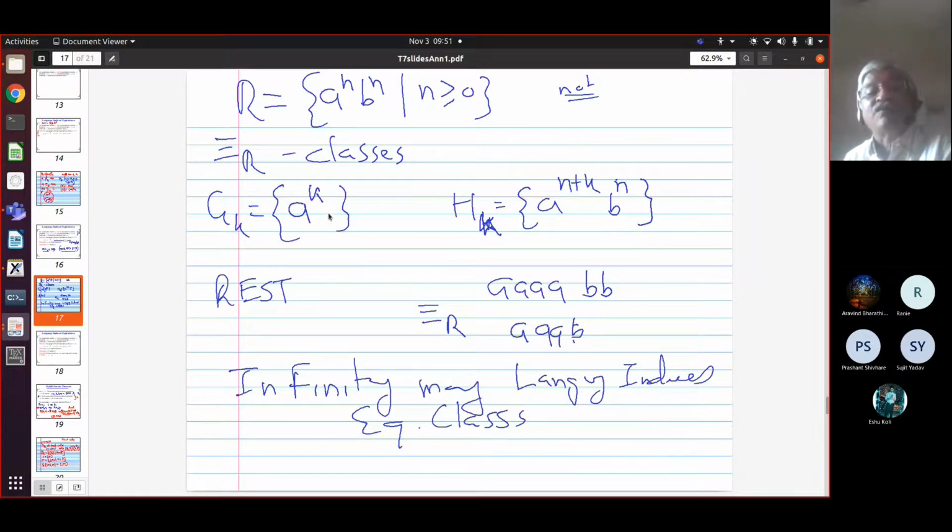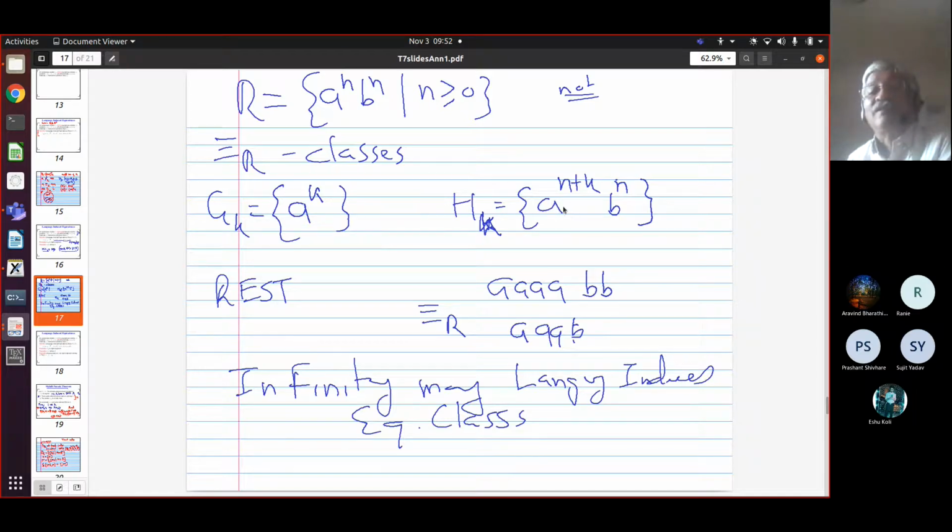Because a raised to k can be extended by b raised to k to take you to the language, but a raised to k plus 1 extended with b raised to k will not take you to the language, right? So a raised to k has to be distinguished from a raised to k plus 1 or a raised to k plus anything else. You see that, Arvind? Yes, sir. Right.